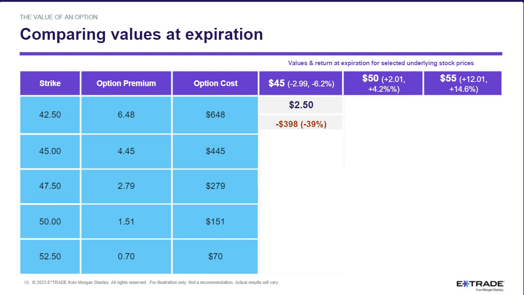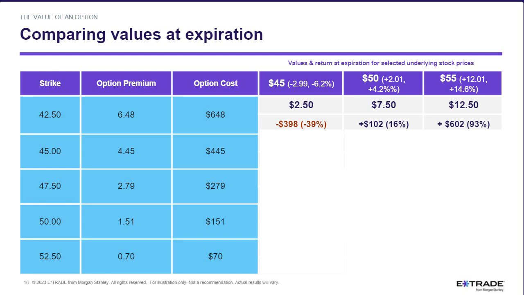And if we look at it moving to higher prices, here's where we start to see the leverage come in. So if the stock gets to 50, our option's worth $750. We made a gain of $102. It's a 16% gain, modest for sure, but the stock only moved up 4%. So a 4% move in the stock produced a 16% move in the option.